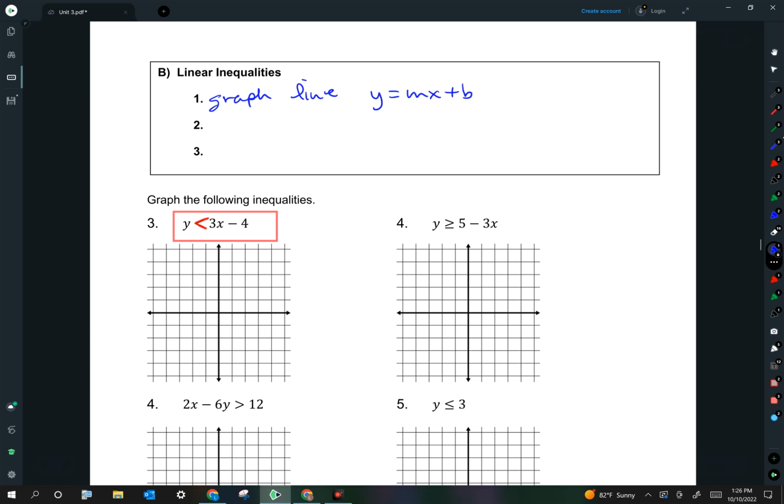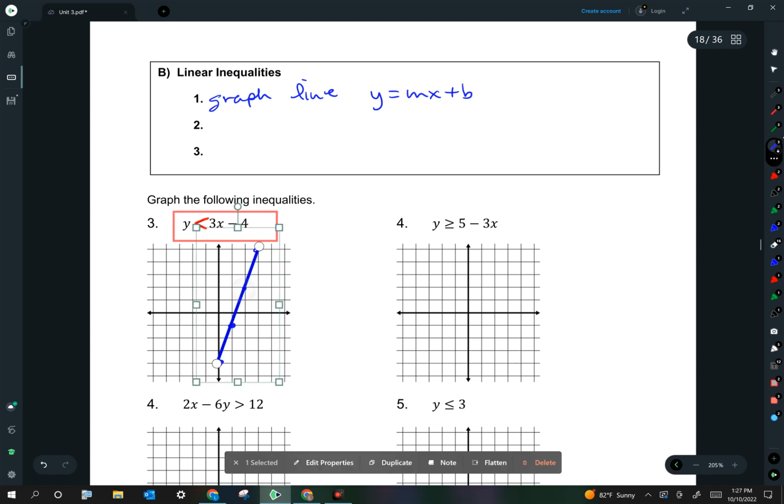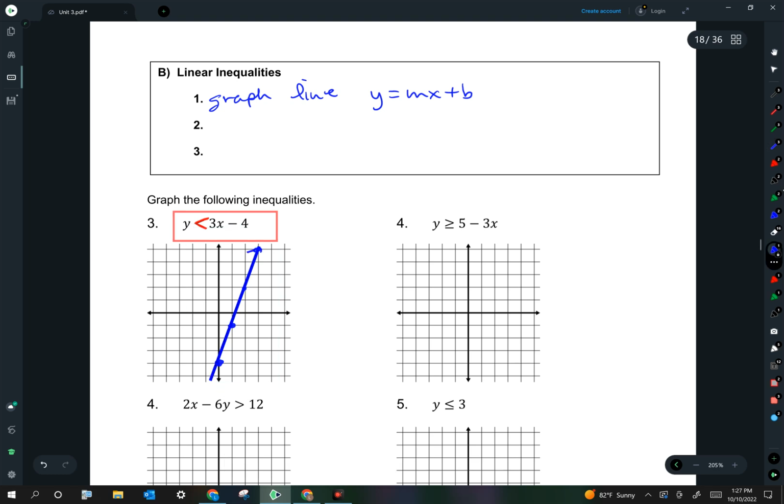So for number 3, forget that it's a less than. The b is negative 4, so my y-intercept is negative 4. My slope is 3, so up 3 over 1 as many times as you want to do that. If I were to draw that line, it would be this. Remember how I told you before, make sure you draw it the full length of the graph. So there's my line.